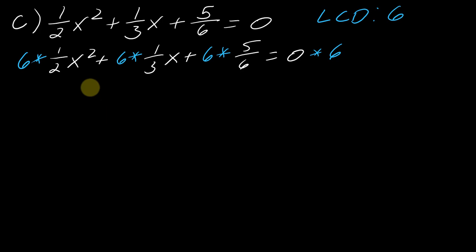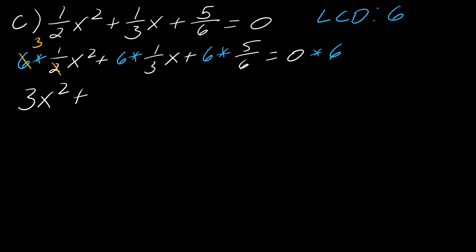So what did I do? I took each part of the problem, even the 0, just to be consistent. I multiplied the first part, the second part, the third part, and even the last part. I multiplied each part by 6. And what does that allow us to do? Well, then notice that each denominator can divide into 6. So for instance, 2 divides into 6 3 times, right? And so what am I left with? I'm left with 3 times 1 times x squared. So this is just 3x squared.